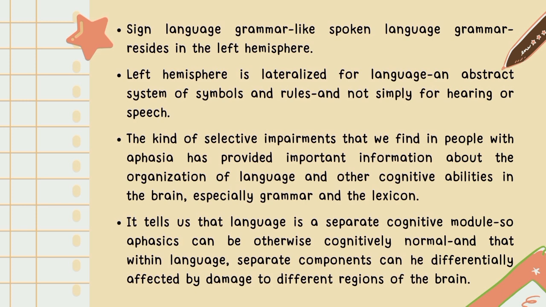The specific language problems that people with aphasia have tell us a lot about how our brain is organized for language. By studying how language is affected by brain damage, we can learn how language works in the brain. Language is a separate part of the brain, and different parts of the brain control different aspects of language. Language is like a special module in the brain, and different parts of the module are responsible for things like grammar, vocabulary, and understanding meaning.